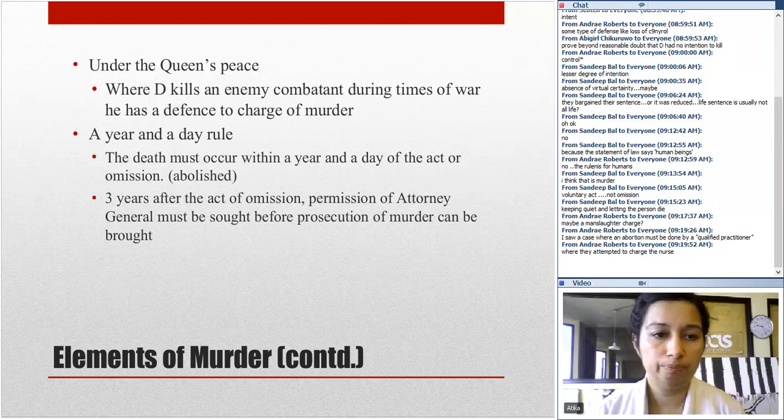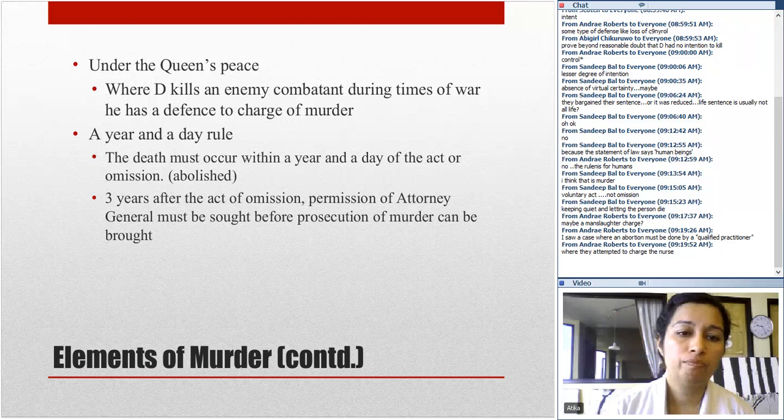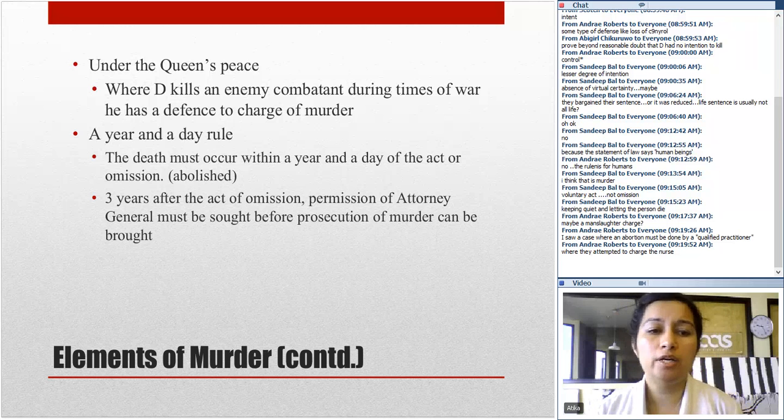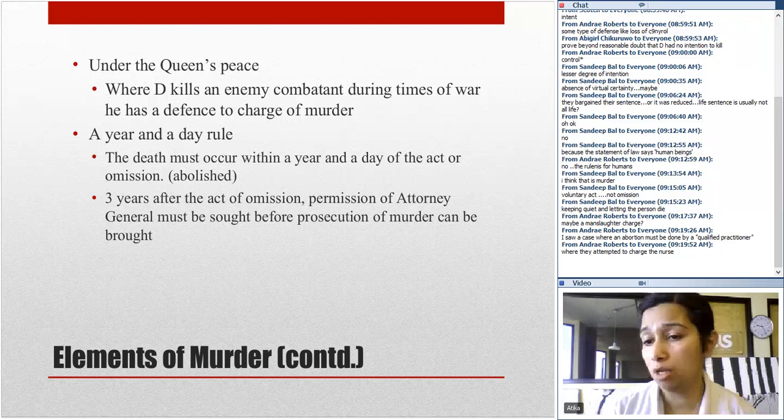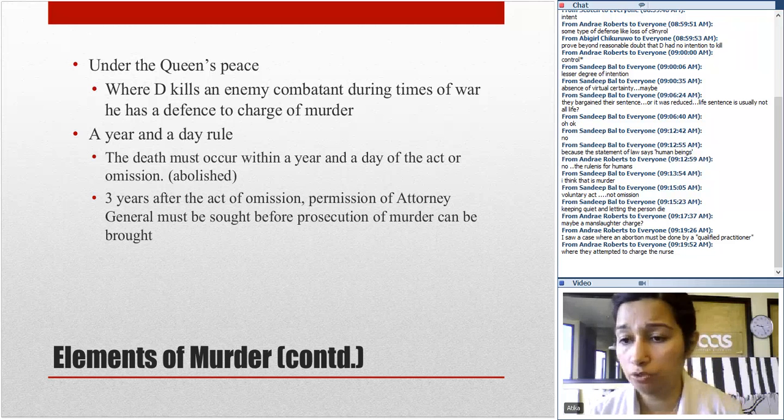Remember causation. Now it's 3 years after the act or omission. There's a typo; it should be "or", not "of". But if it happens after 3 years, you need permission from the Attorney General before the prosecution goes and charges the defendant for murder. So the year-and-a-day rule is abolished, but now they've extended it to 3 years.